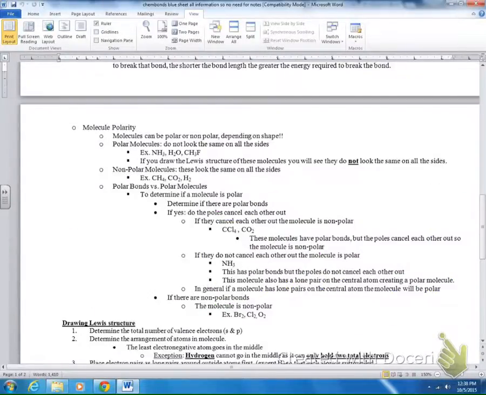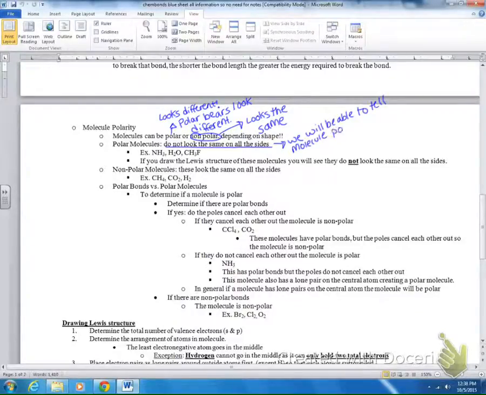Now we're going to get on to molecule polarity. Molecules can be polar or nonpolar depending on the shape. So if a molecule is polar, we say that it looks different. I like to use the phrase polar bears look different than other bears, and so when you have a polar molecule, we know that it looks different on all the sides. If you have a nonpolar molecule, it simply means that it looks the same on all the sides. So again, polar molecules do not look the same, and nonpolar molecules do look the same.